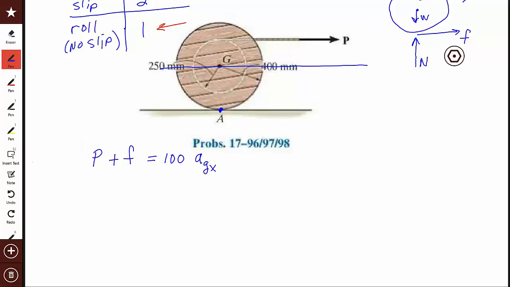Let's sum forces in the vertical direction. I have minus the weight, that'd be 100 times, let's see, kilograms, so that'd be 9.81. And I have the normal up.